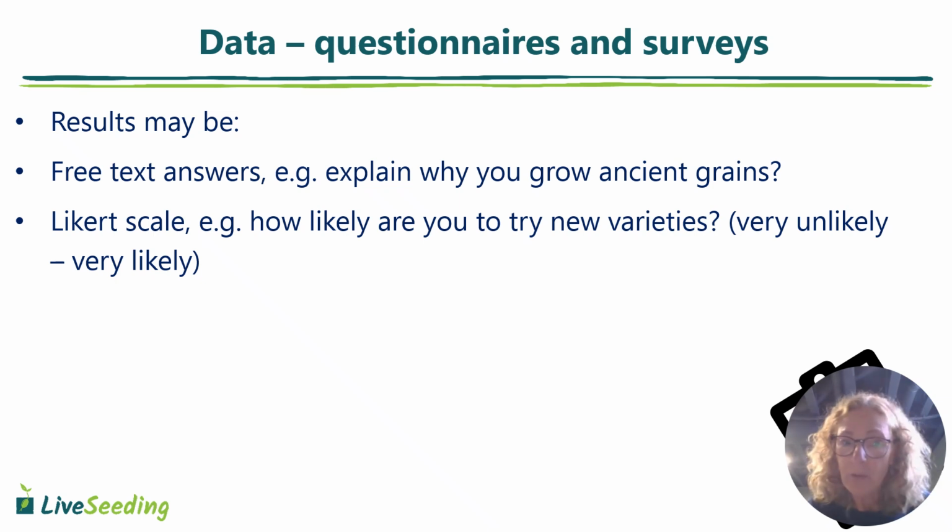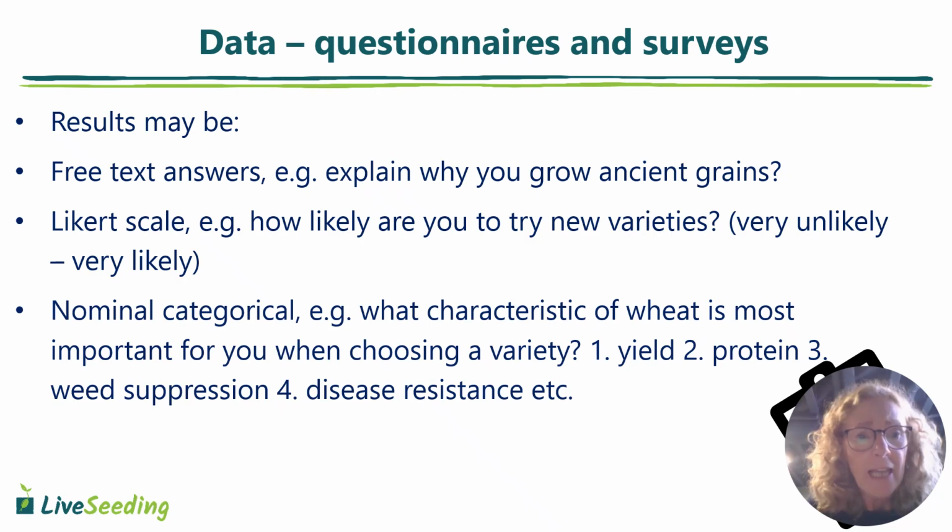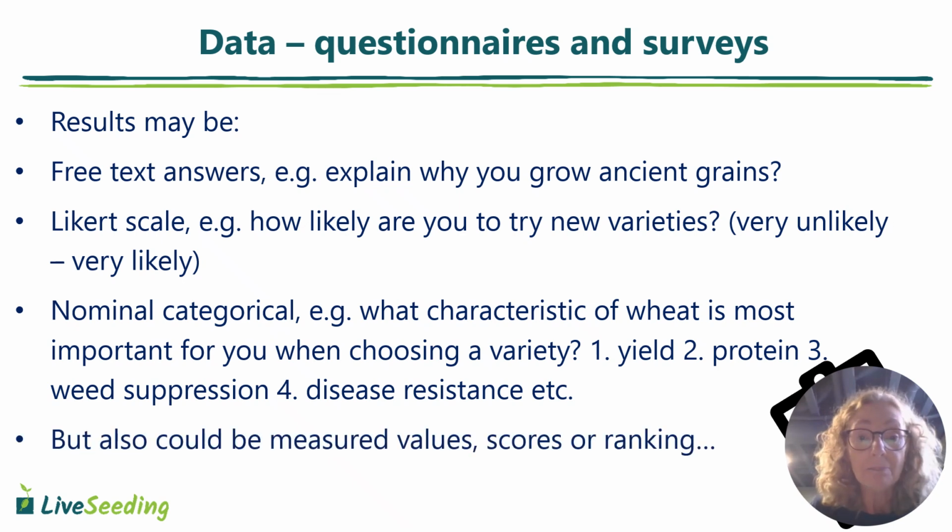very unlikely at one end, very likely at the other, and maybe there's 5 of these groups. So, very unlikely, unlikely, no opinion, likely, very likely. Often 5, but not always, but an odd number is often better, so there's a middle answer that people can select. And nominal categorical, like I've just already mentioned. Here's an example of a question you might have on a questionnaire. What characteristic of wheat is most important for you when choosing a variety? And here's just 4 different categories, right? That wouldn't be in any particular order.